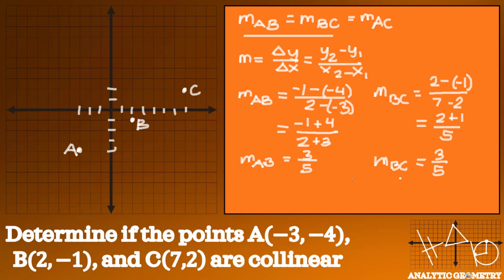Since the slope connecting AB is equal to the slope connecting points B and C, and as mentioned, B is between A and C, we can now say that the points A, B, and C are considered to be collinear.